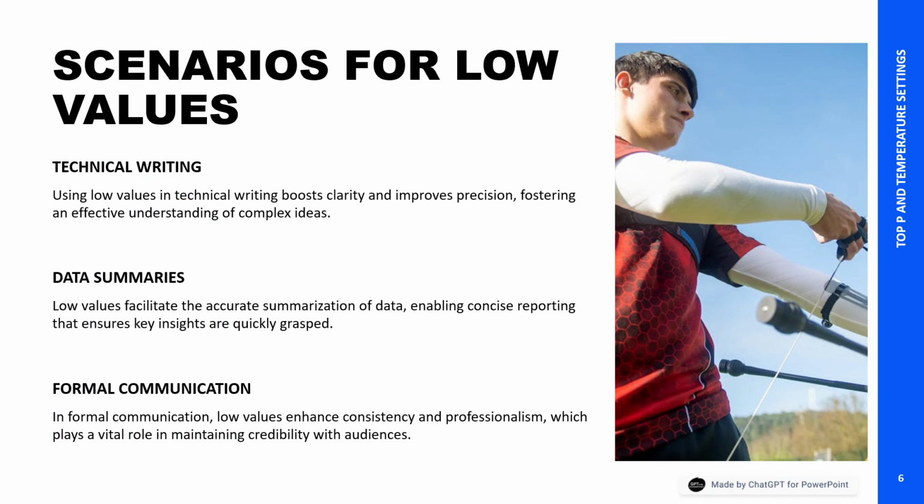Technical writing, right? When you are writing something which is technical in essence, then in that case, low values will boost the clarity and improve precision. It will foster an effective understanding of complex ideas, right? You cannot be more random when you are writing technical things. You should be more aligned towards certain technical words. So you either need to remove top P, or you need to make the model understand that it needs to choose only those words which have higher probability.